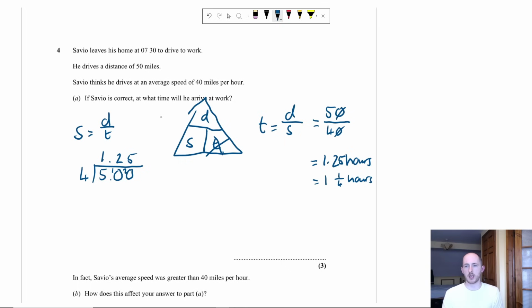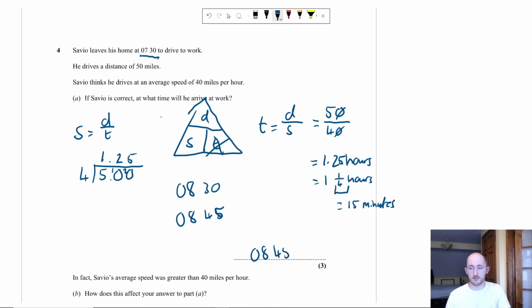Okay. So if he leaves his house at 7:30, we're going to add an hour and a quarter. If I add the hour first, that makes 8:30. And a quarter of an hour is equal to 15 minutes, right? If you weren't too sure about that, think about it: in an hour there's 60 minutes, so a quarter of 60, you divide it by 4, which gives you 15. So then we're going to add another 15 minutes on. He arrives at work at 8:45.